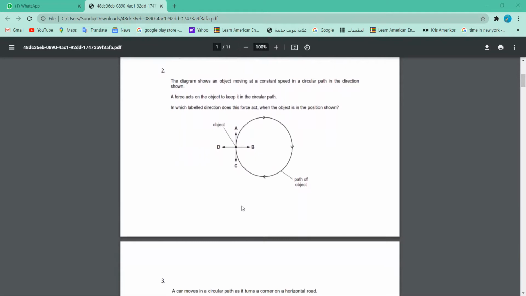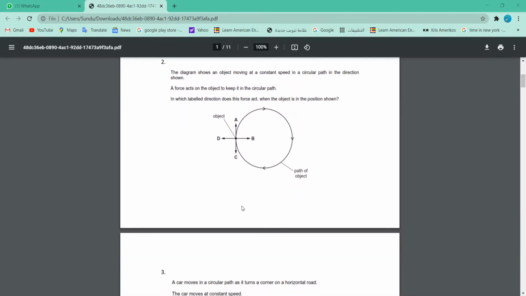Okay, question number 2. The diagram shows an object moving at a constant speed in a circular path in the direction shown. A force acts on the object to keep it in the circular path. In which labeled direction does this force act when the object is in the position shown? I think we have done these sort of questions easy peasy. Who's going to answer? Somebody other than Zainab and Rami?